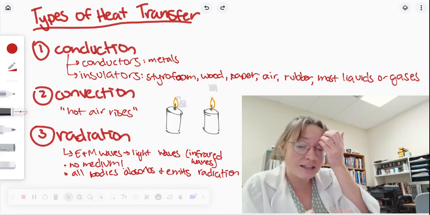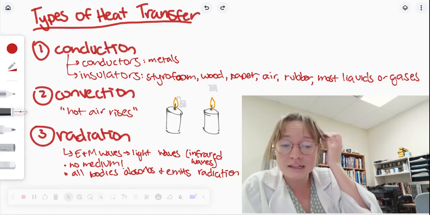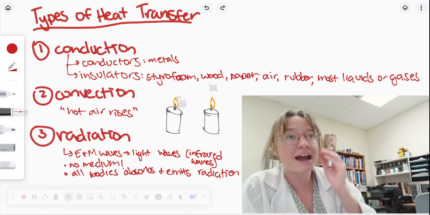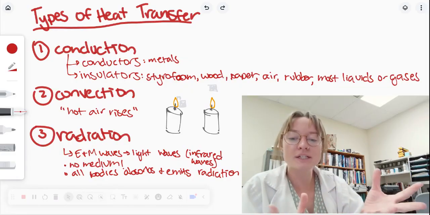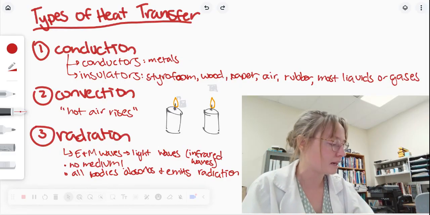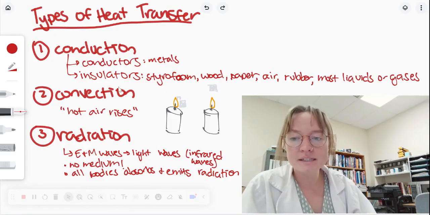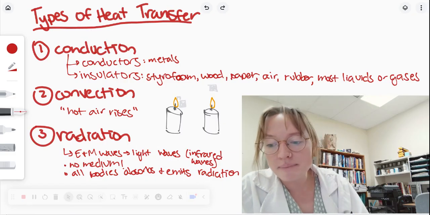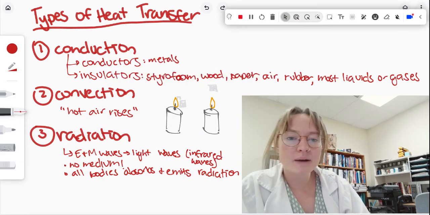All bodies, anything that has matter, anything that has mass is made of matter, is going to absorb radiation and also be able to emit radiation. But the same way that we have with conduction, a way to talk about things that are good at this and things that are bad at this, we have something similar with radiation.